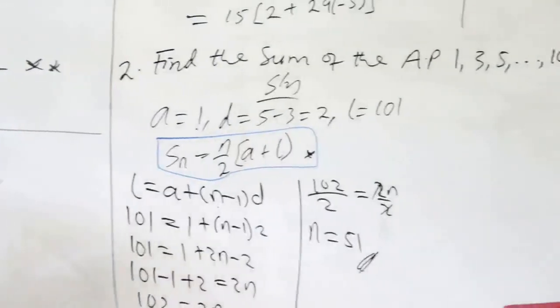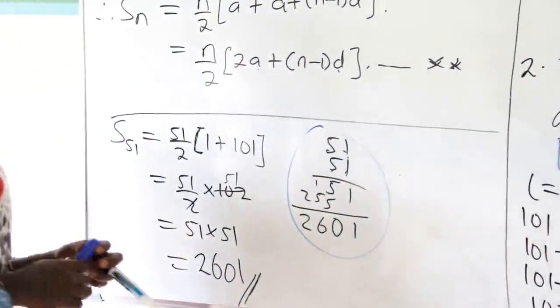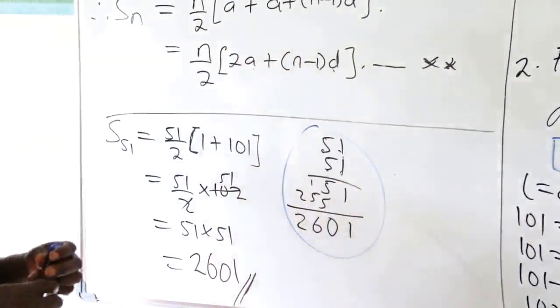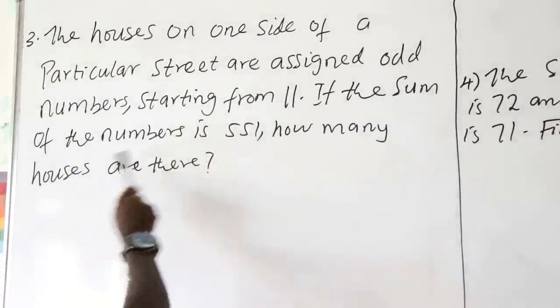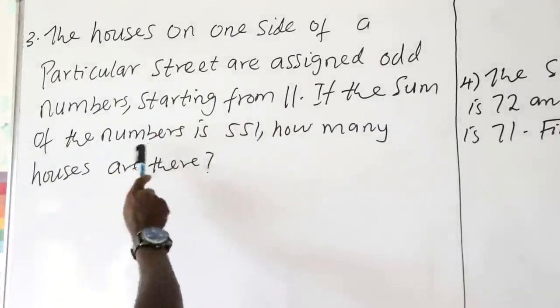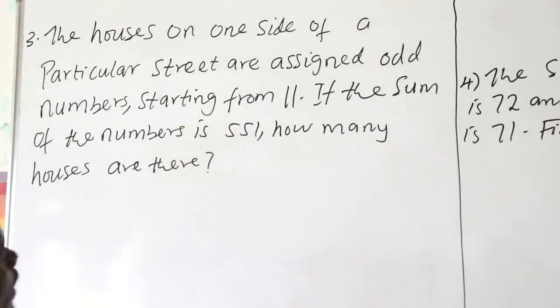Right? So we'll pick some examples again, a little bit applied in nature, and then we see how to go about solving such. Here is one: the houses on one side of a particular street are assigned odd numbers starting from 11. The sum of the numbers is 551. How many houses are there?